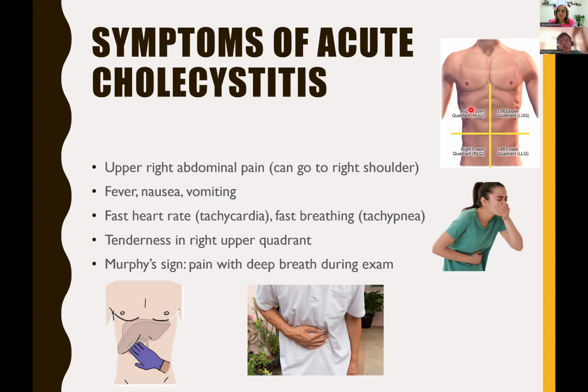Murphy sign is when the doctor touches the upper right abdominal quadrant and the patient with a deep breath feels pain in that location. Or in other words, it is pain during a deep breath when pressing on the gallbladder area.